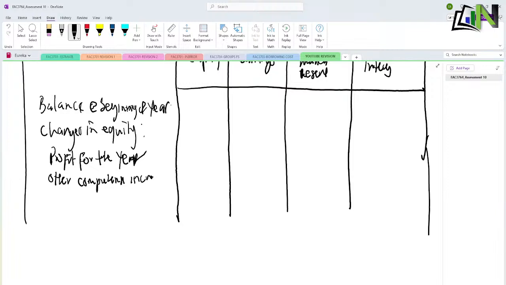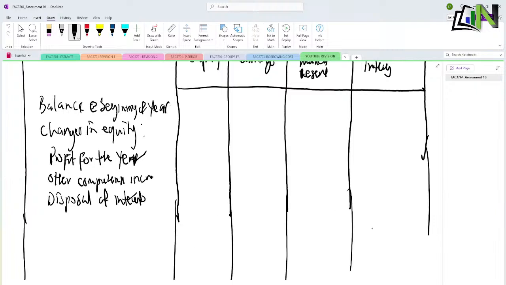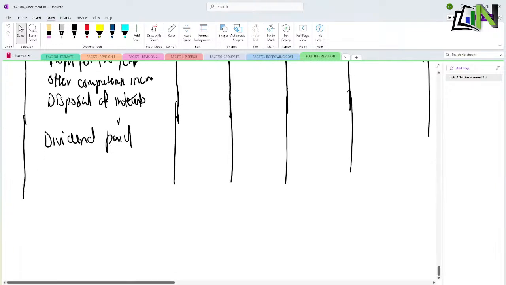But remember, we also sold assets, so we had disposal of interest, not asset. We sold shares, I said asset, sorry, shares. And then dividends. So I'm leaving some space in case there's something else. Dividend paid. This is as much as we can remember, and then we close. We leave space just in case we'll slot something somewhere. Balance at end of the year.